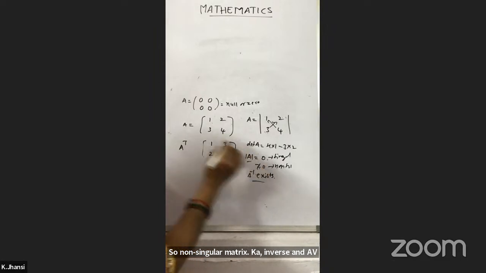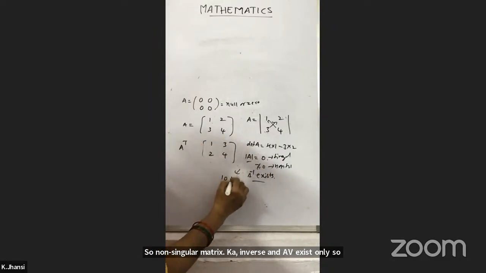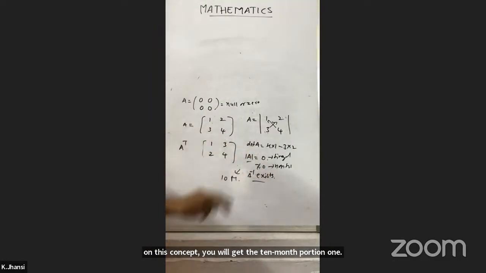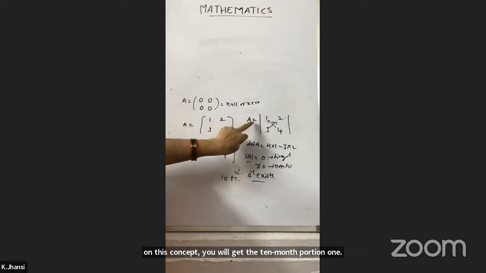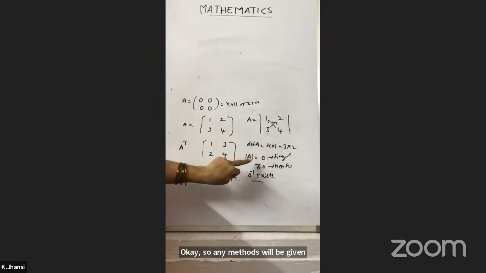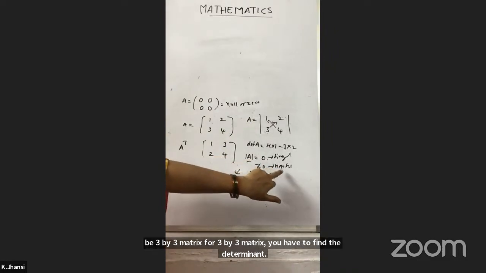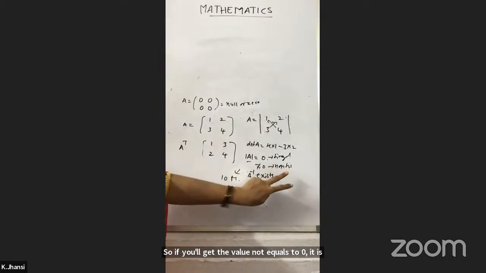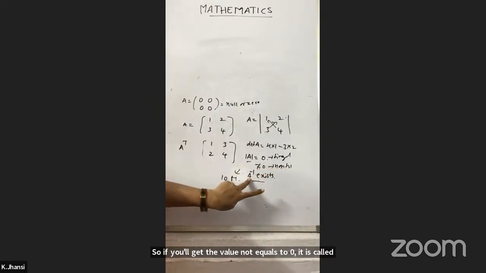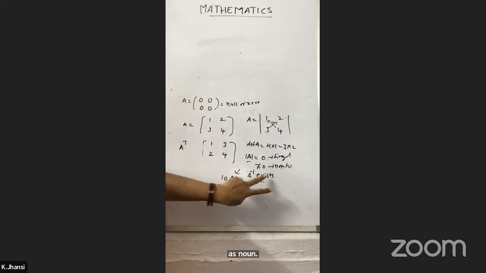So on this concept you will get the 10 marks question 1. Okay. So any matrix will be given, compulsory it will be 3x3 matrix. For 3x3 matrix you have to find the determinant. So if you get the value not equals to 0, it is called as non-singular matrix. Only for a non-singular matrix can we find the A inverse matrix.